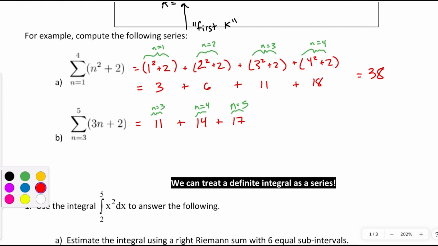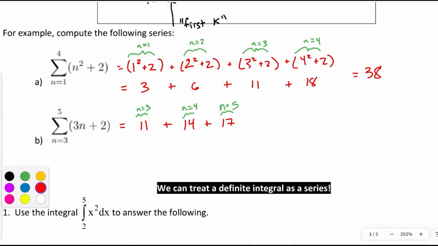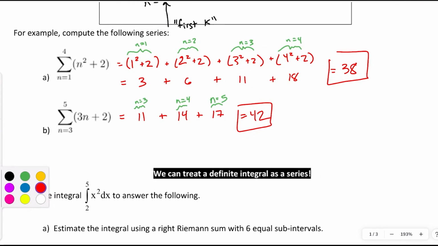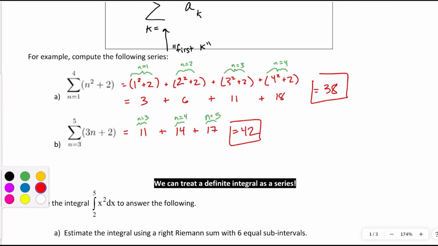So we've got 11 and 14, that's 25, and 17, it's going to be 42. Any questions about the notation, this sigma or summation notation? All right, great. Okay.